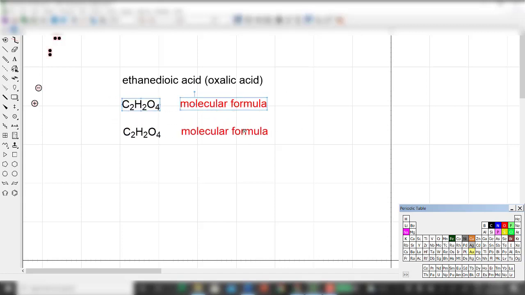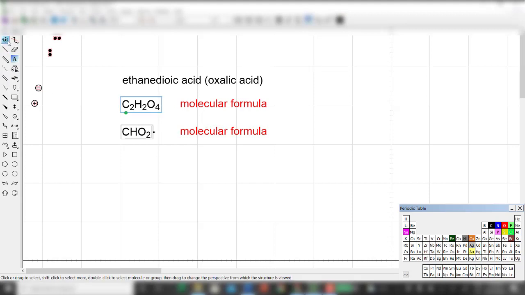The next formula, which you might be familiar with, is what we call the empirical formula. The empirical formula for ethane dioic acid is CHO2. So we call this the empirical formula. Basically, the empirical formula gives you the lowest ratio between the elements.